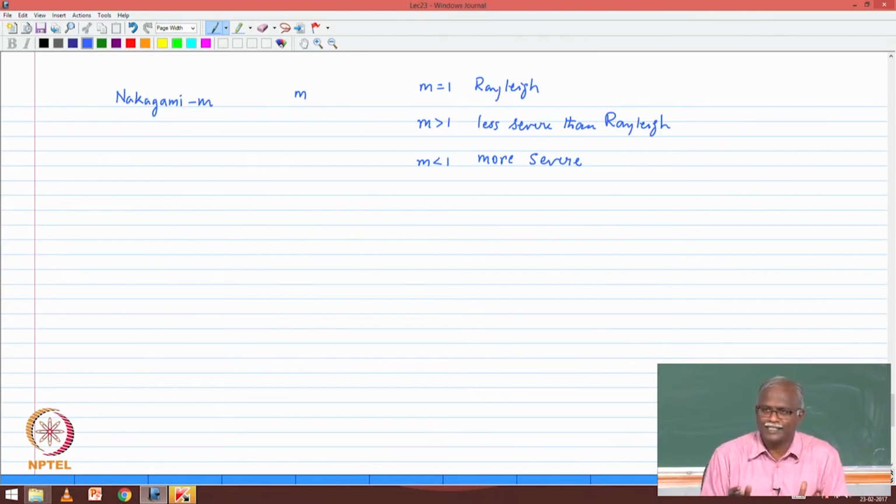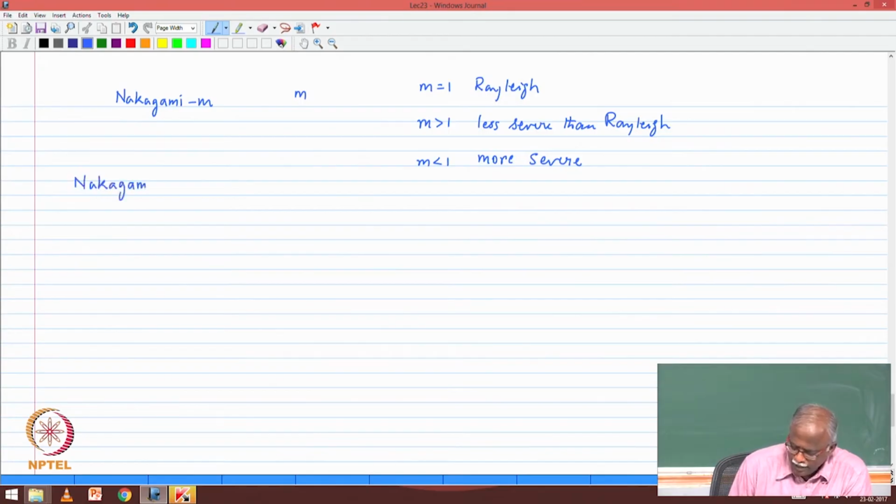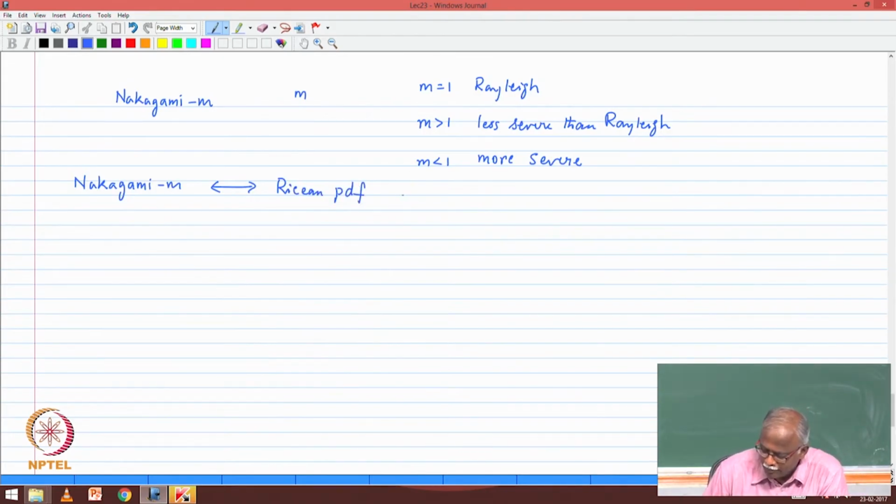So the question that arises is, is there a way to map the Ricean distribution to the Nakagami-m? And it turns out that yes, there is a way to do that. So Nakagami-m can be mapped to the Ricean PDF. Okay, for that we have to choose the following. We have to choose the value of m. We have to choose the value of omega. And this will map to a particular value of K. So basically, on the Nakagami-m side, we have to specify something. On the Ricean side, we have to specify, and then we have to make the relationship.